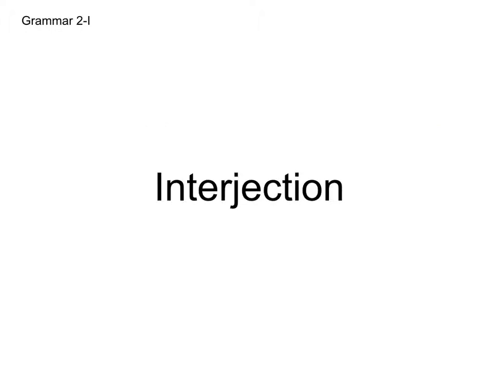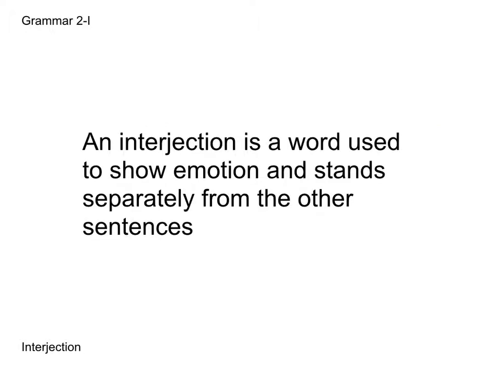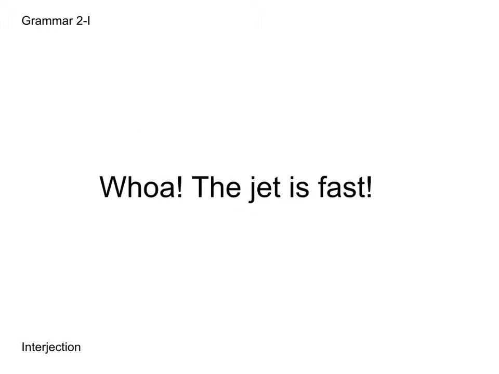Now we're going to look at an interjection. An interjection is a word used to show emotion and stand separately from the other sentences. So let's look at an example. We have, whoa, that jet is fast. And so in this, you can see that we have capitalized the W in whoa, and we have put an exclamation point at the end. An interjection is kind of like a weird standalone sentence that doesn't have a subject and a verb. It always ends in an exclamation point and will always have that capital letter.